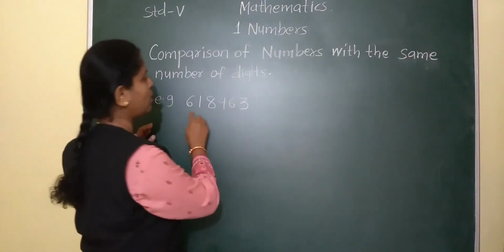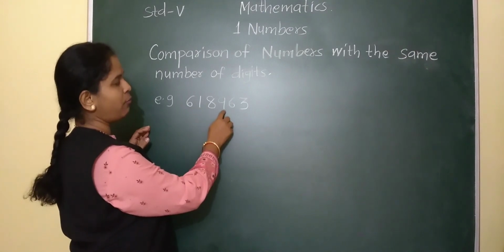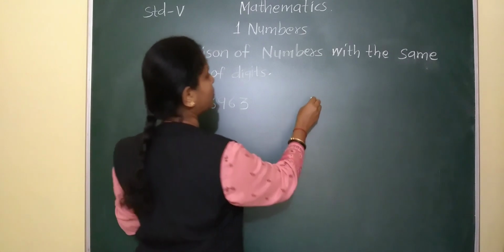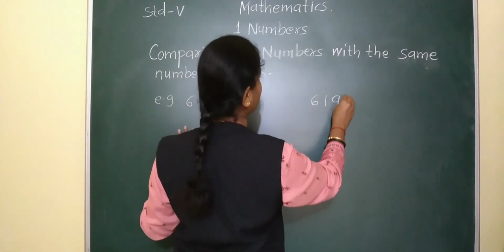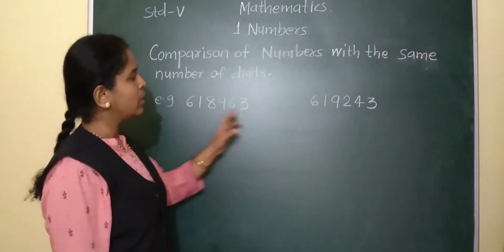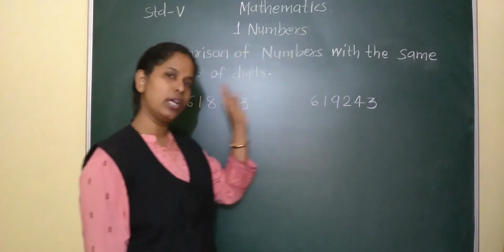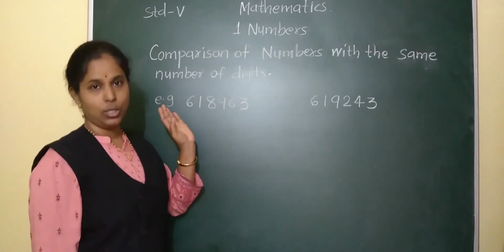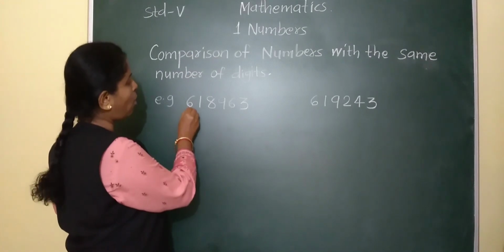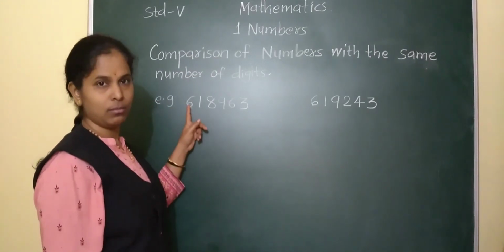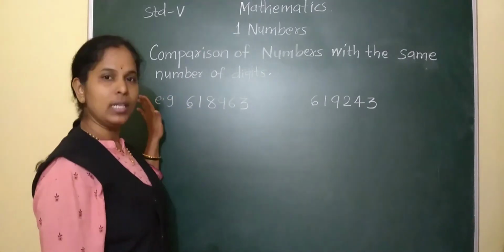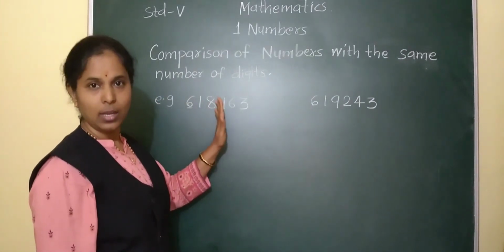And now how many digit number is this? 1, 2, 3, 4, 5, 6 digit number. The other number is also here. Okay. Here also number of digits are same. Now what we have to do? We have to compare the digits from the first place, this place onwards. Means from the left side we have to start the comparison.